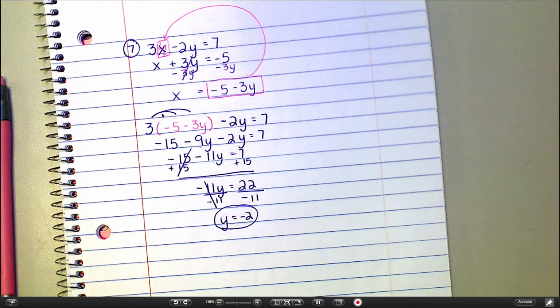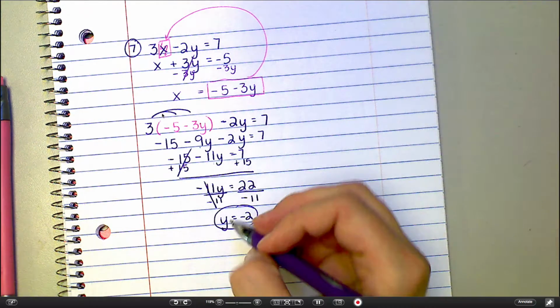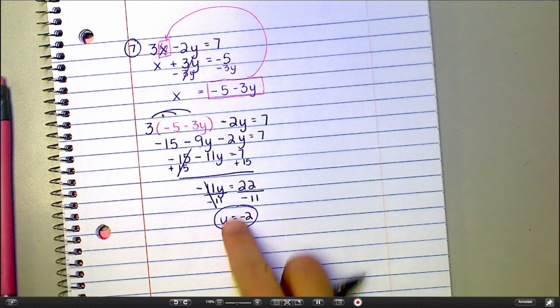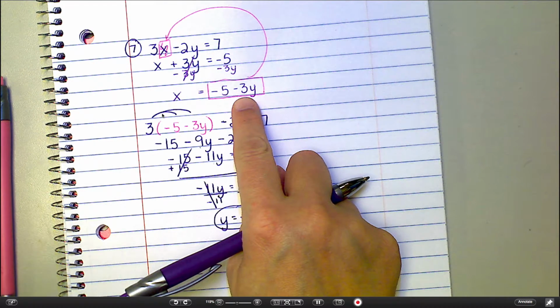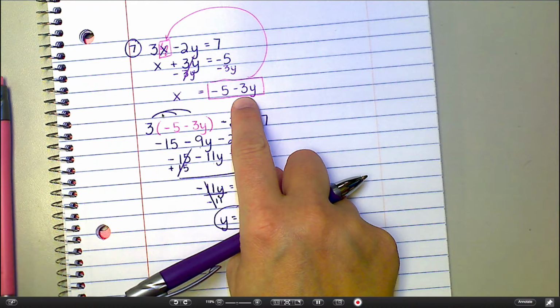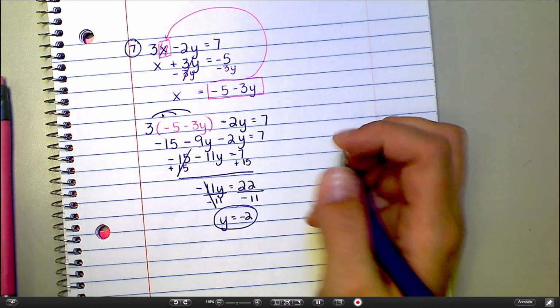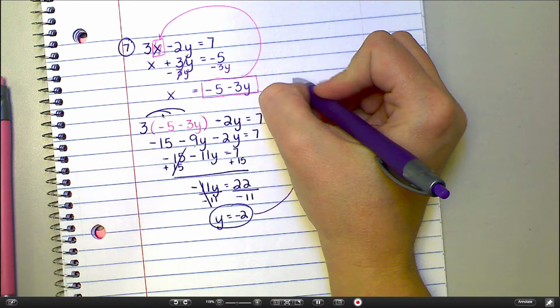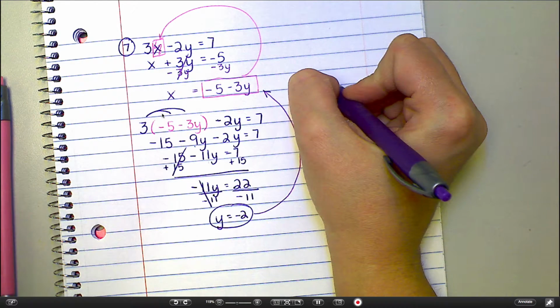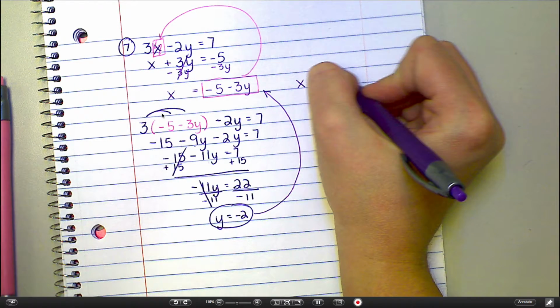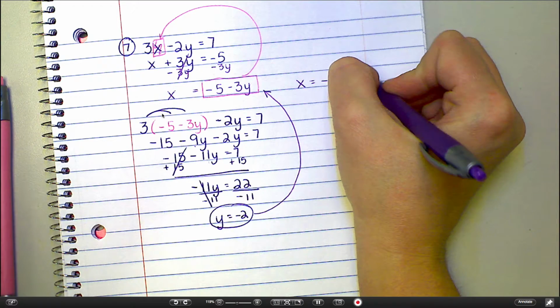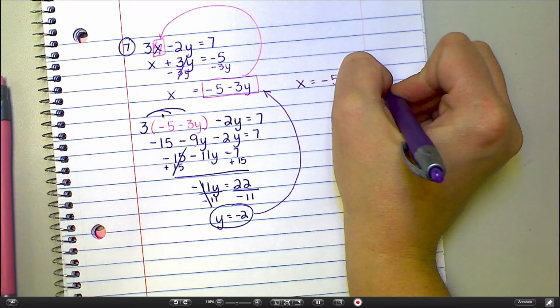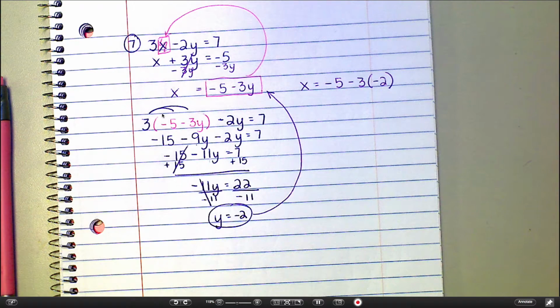Then I want to go back up and solve for x, and I'm going to do that by plugging this into my equation that's already solved for x. So if I'm looking to find x, an equation that says x equals would be my best bet. I'm going to put this right in here. So I'm going to have x equals negative 5 minus 3 times negative 2. And if you want to use a calculator to do that, I strongly recommend it. There's a lot of negatives in there.